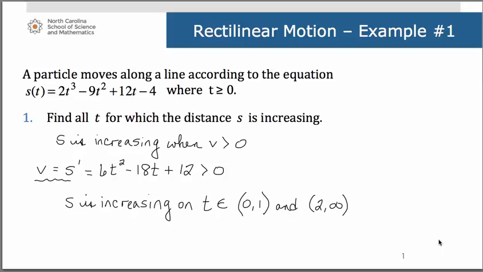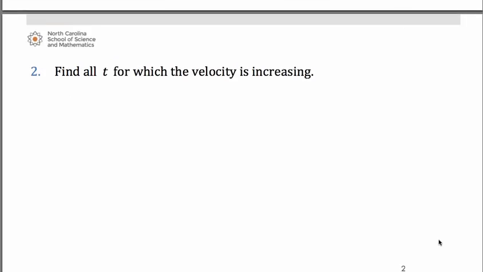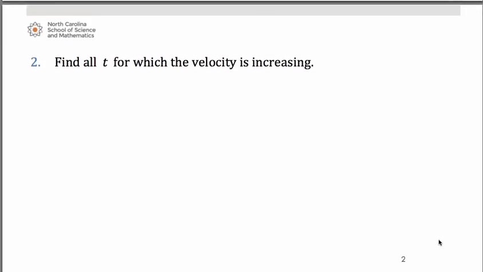Let's consider another question. Now we want to find the t values for which the velocity is increasing. Once again, remember our rules. Our velocity is increasing when the acceleration is greater than 0.